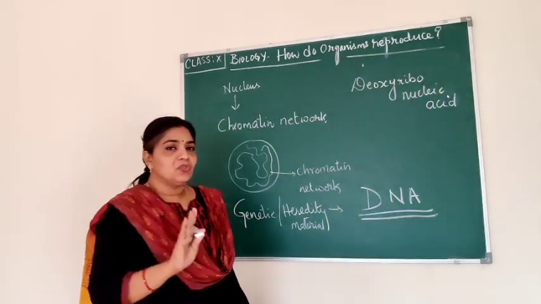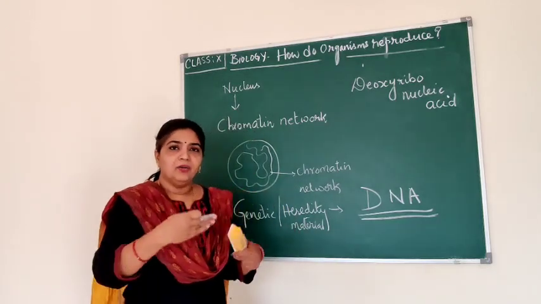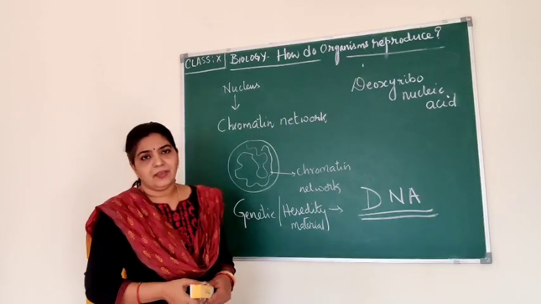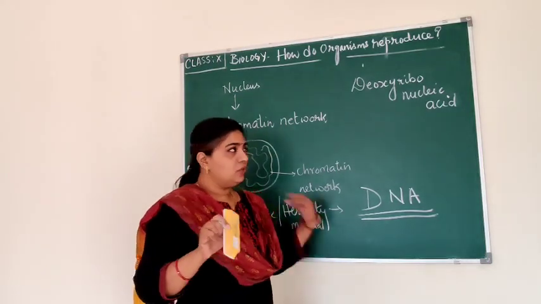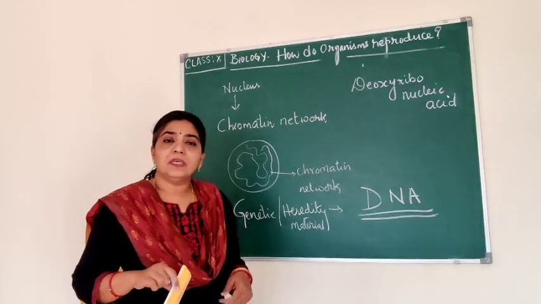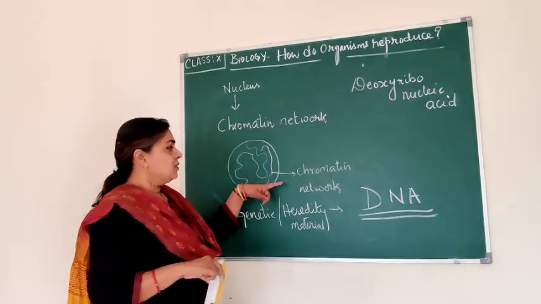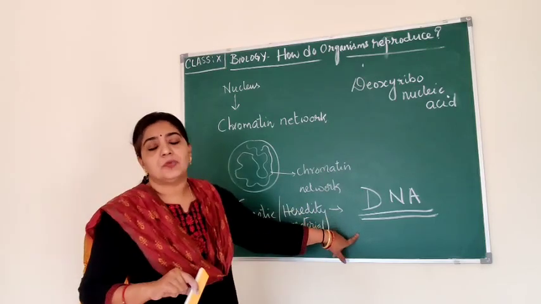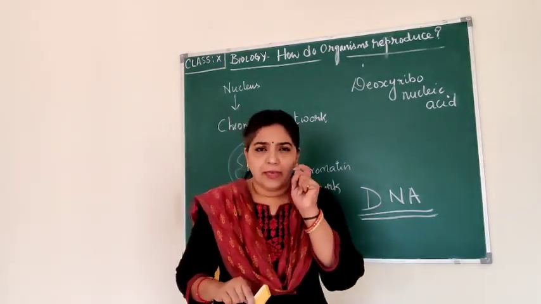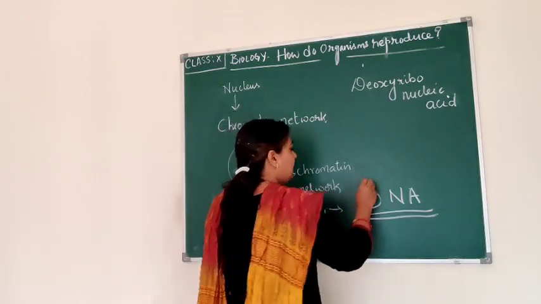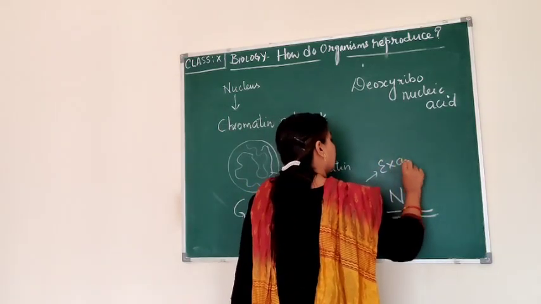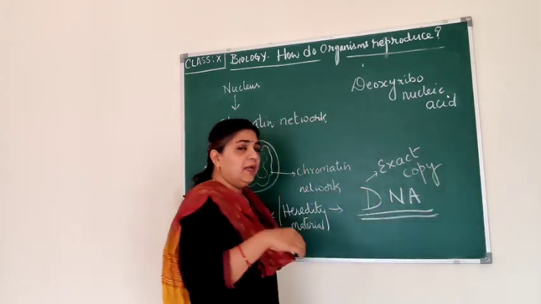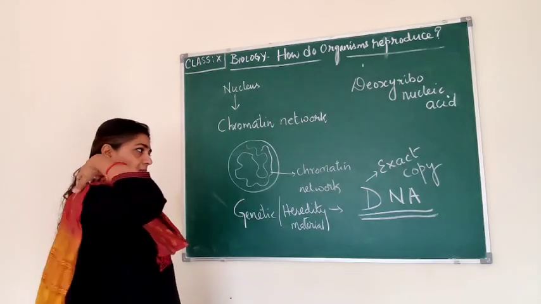The RNA does not help in transferring the hereditary material. It is DNA, that you should remember. DNA is deoxyribonucleic acid. So the chromatin network contains DNA. The DNA is responsible for making the exact copy of an individual organism.